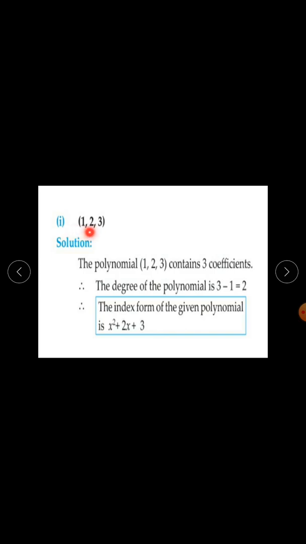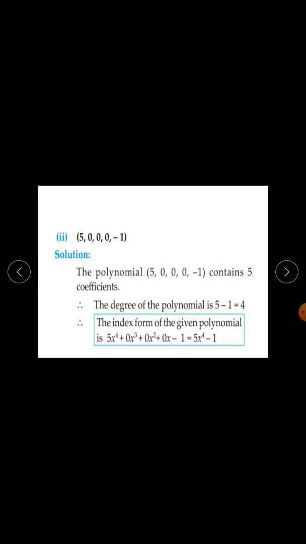First one, 1, 2, 3. The polynomial 1, 2, 3 contains 3 coefficients. Therefore, the degree of the polynomial is 3 minus 1. Subtract 1 from this. So the degree of the polynomial is 3 minus 1 equal to 2. Therefore, the index form of the given polynomial is x square, means 1x square, plus 2x, and last one is plus 3. So the index form of the given polynomial is x square plus 2x plus 3.